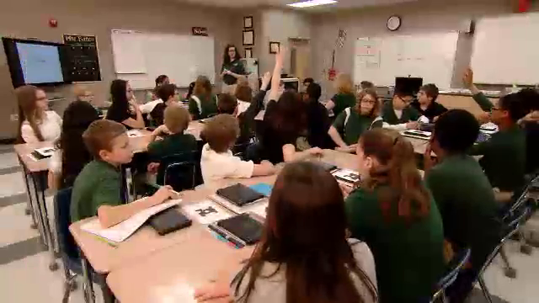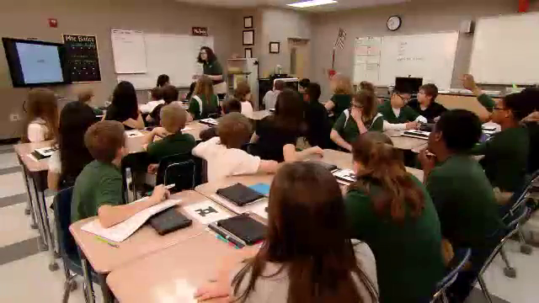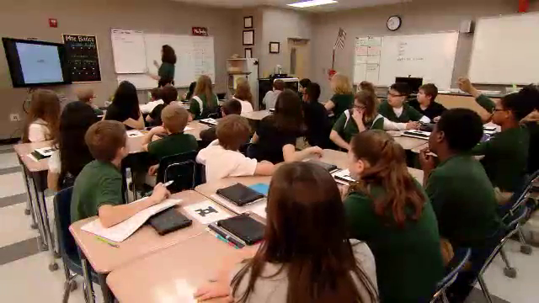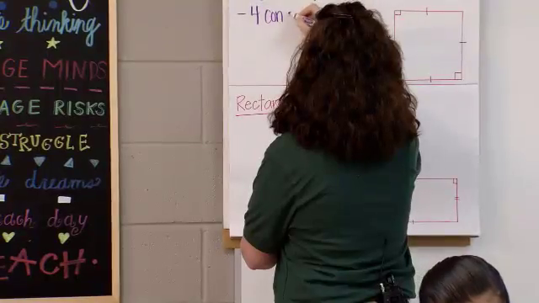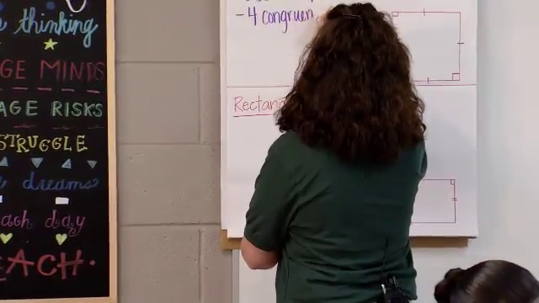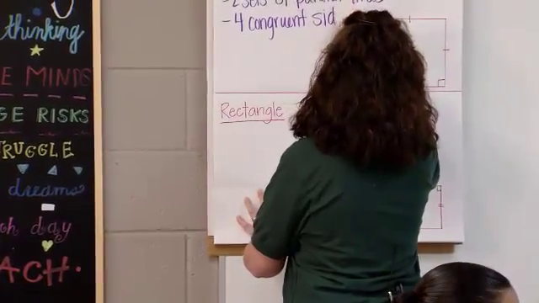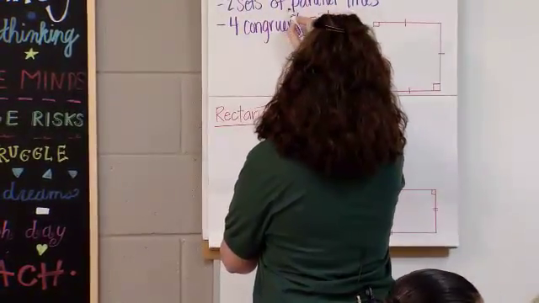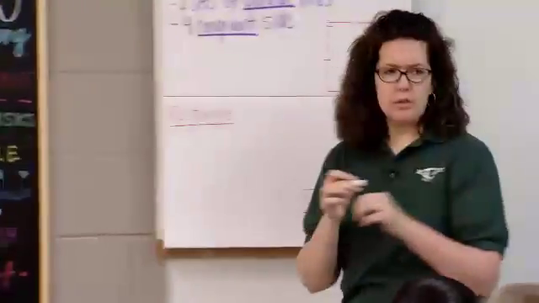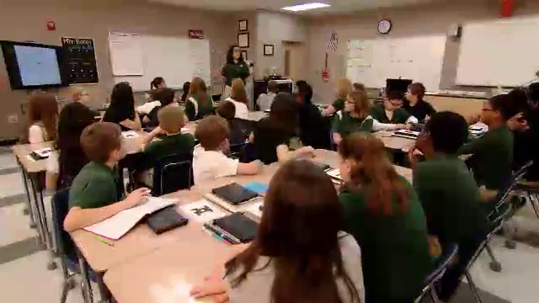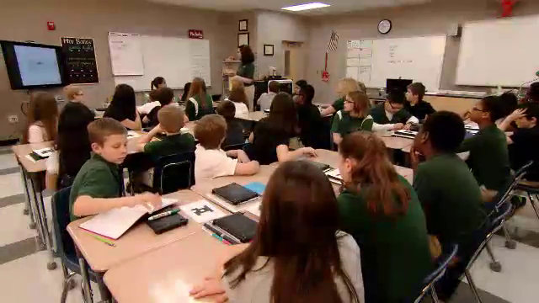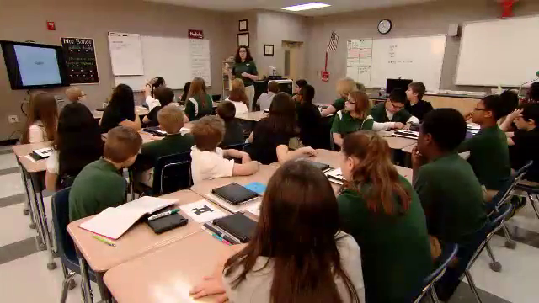Yes, ma'am. All the sides are congruent. Listen to this vocabulary. I love it. So you've heard about squares before. Very good. So 4 congruent sides. So I'm going to underline these vocabulary words that we're checking out. Can you tell me what congruent means? Equal. Very good. It's that fancy geometry word for equal, right? Congruent. Very good.